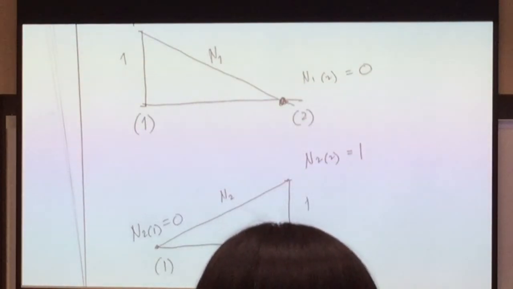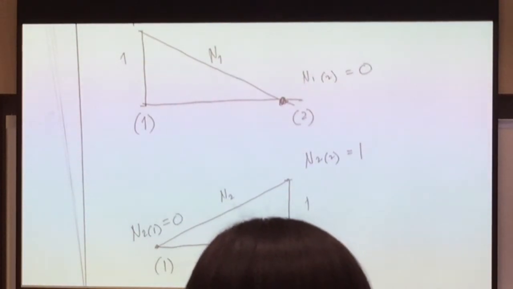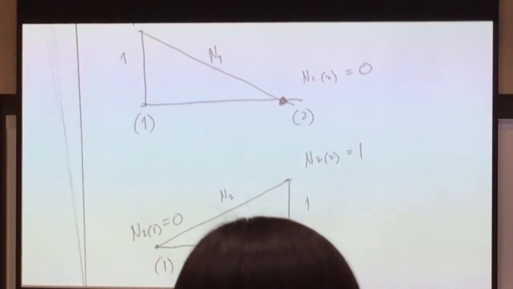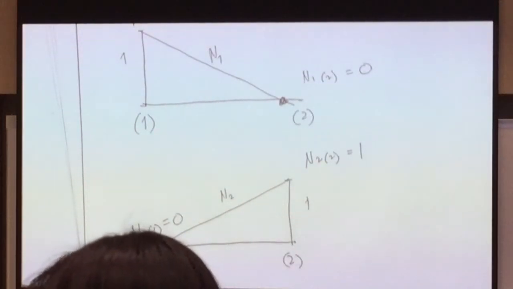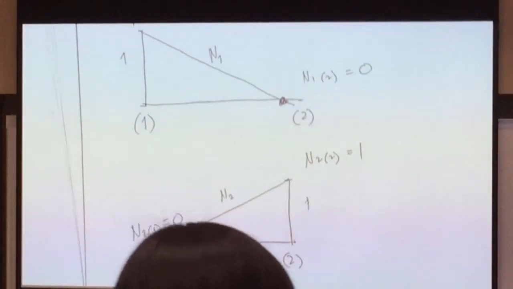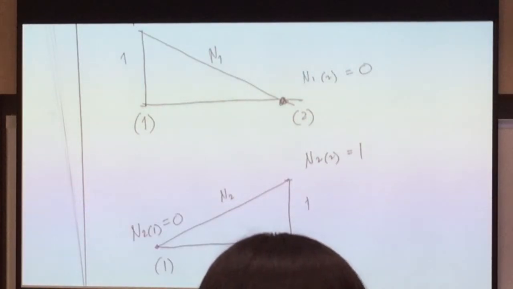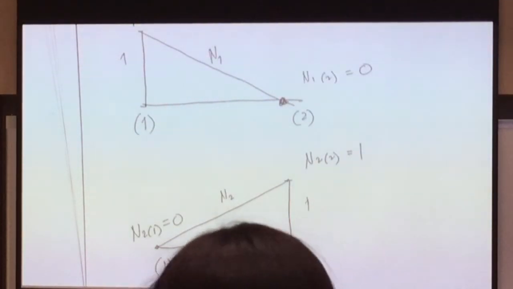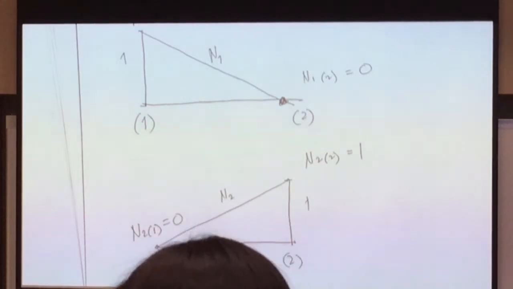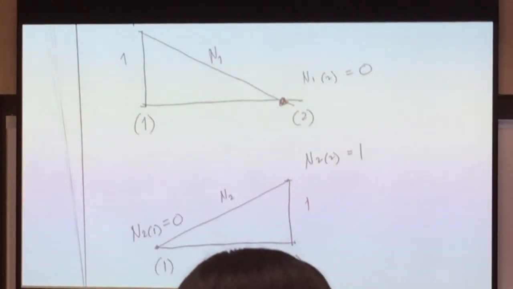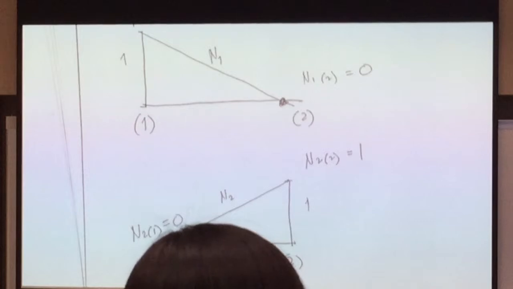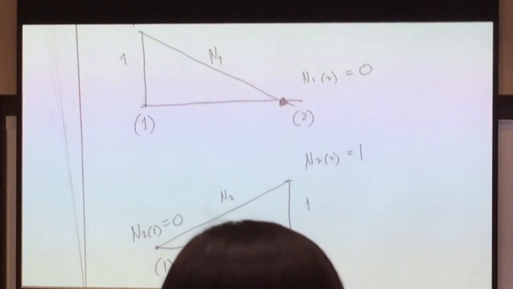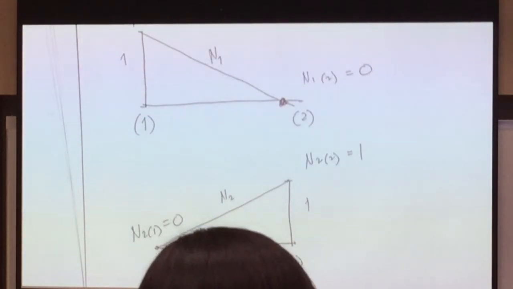So N1 at node 1 is equal to 1. N1 at the other nodes is equal to 0. Linear shape function. Node 2, or N2, this is your second shape function. N2 at node 2 is equal to 1. This one will be 0 at node 1.